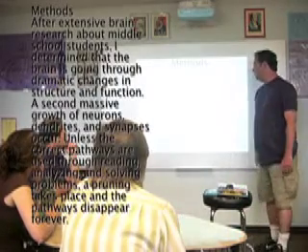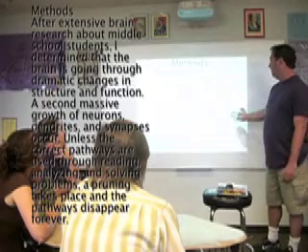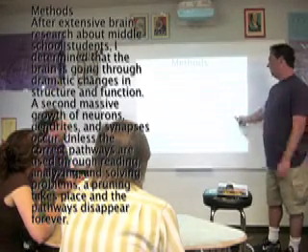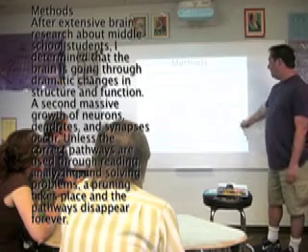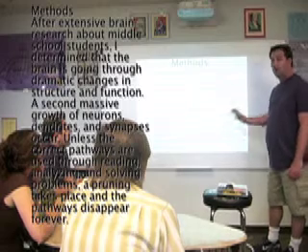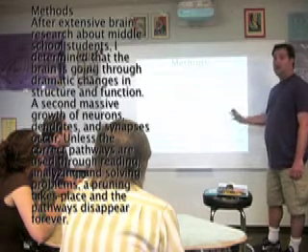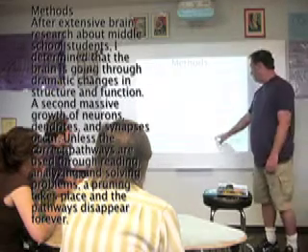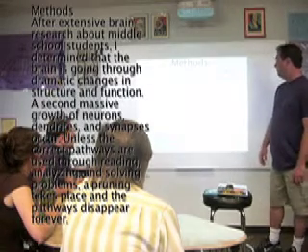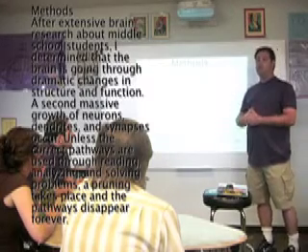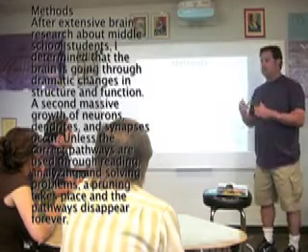After extensive brain research about middle school students, I determined the brain is going through dramatic changes in structure and function. A second massive growth of neurons, dendrites, and synapses occurs during this time period, as they're 6th, 7th, 8th, and 9th graders. Unless the correct pathways are used through their reading, analyzing, and problem solving, a pruning takes place and the pathways disappear forever. So everyone talks about how important it is from 0 to 2.